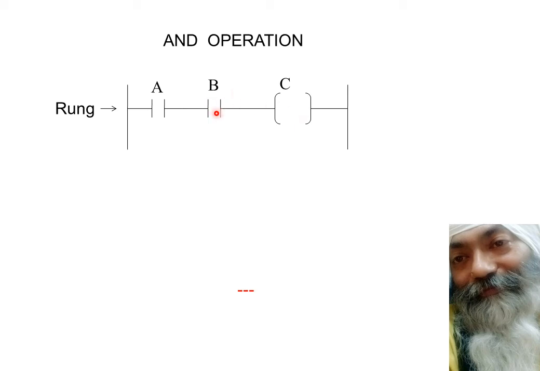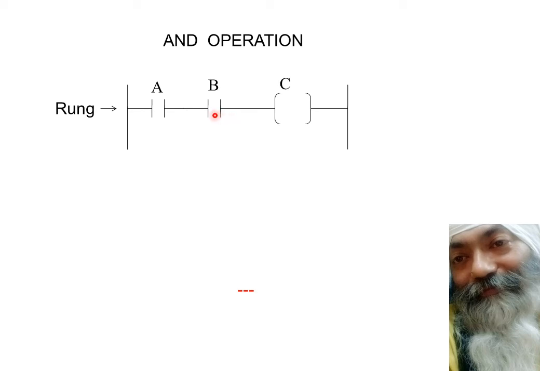But the moment you put a slash over here, it means actually it is not B, it is B naught. So when A is 1 and B is 0, because of B naught, with a slash over here, in that case this coil will be energized. Under any other condition, C will remain off.